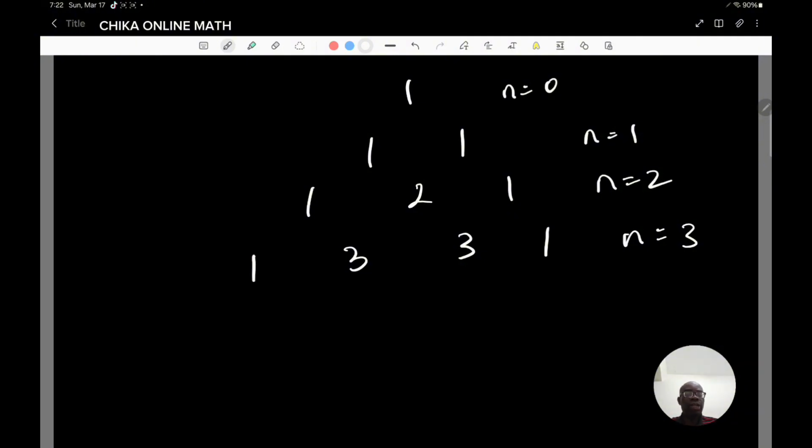Now, how do we generate these numbers? Look, for n equal to 2, for instance, the term in the middle, that's 2, is gotten by adding this 1 and this 1, which gives you 2. Now for n equal to 3, how do we get, after the first term 1, the second term 3? We add this 1 and 2, you get 3. For this 3, how do we get it? We add this 2 and 1, we get 3.